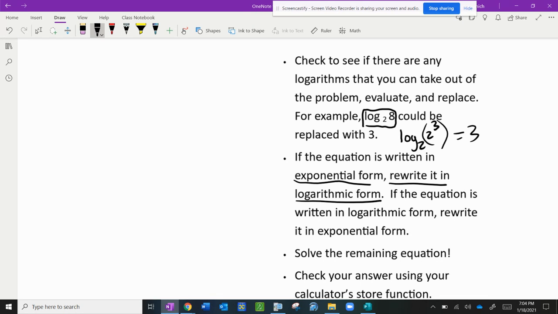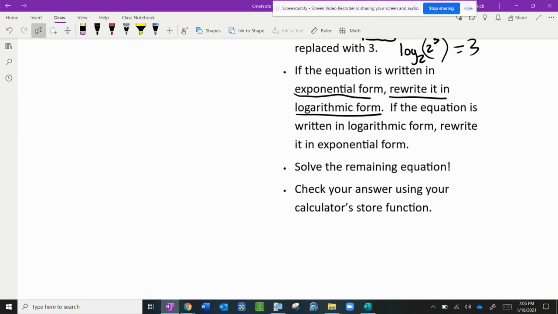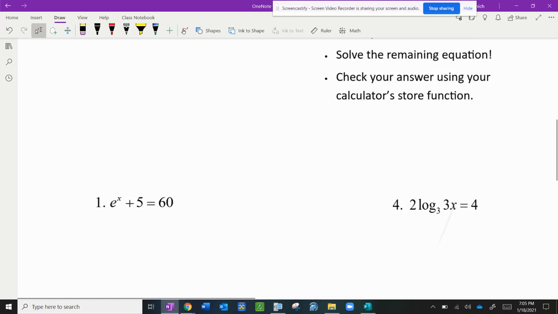If an equation is written in logarithmic form, to solve it we're going to use the inverse and rewrite it in exponential form. And then we're going to solve the remaining equation. Remember, when you use an inverse, you are going to get the variable by itself. We've done that ever since grade school. And then we're going to check our answer using your calculator store function.